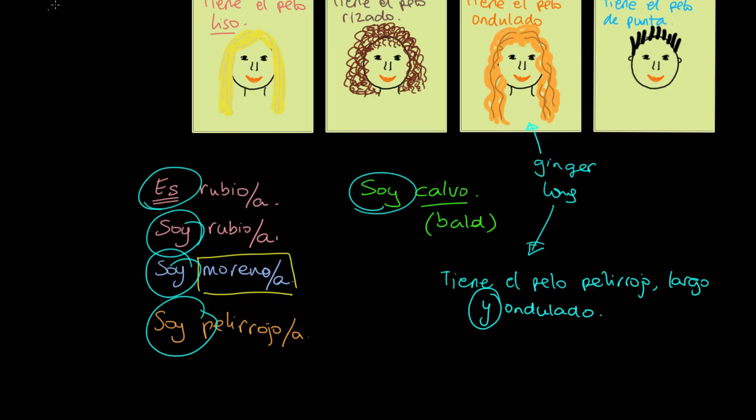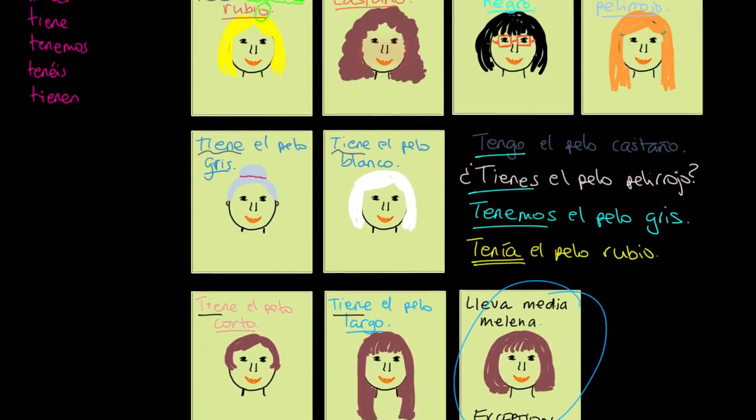Or here, for example, if I wanted to say that she's got brown curly hair, I could say tiene el pelo castaño y rizado. Okay? In Spanish, it doesn't really matter what adjective you put before. It doesn't really matter if you put the color, the style, or the length before anything else. You can choose whatever order you want. All you need to remember is to put the y in front of the last adjective. Okay? And that's pretty much everything you need to know about describing hair.